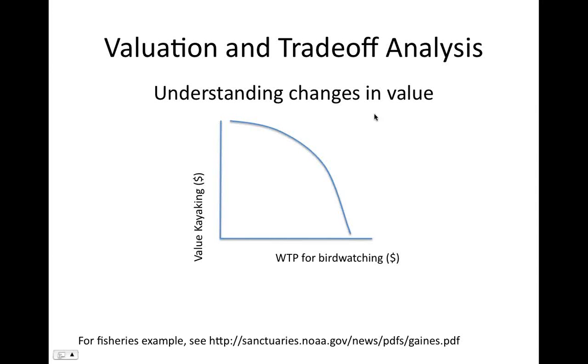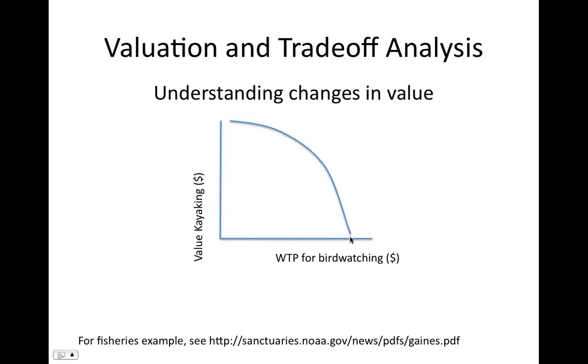And when I talked about the fact that we do a good job of valuing small changes, what that means is that as a point of fact, we really don't have data along this entire curve, if any at all. We often know about a much smaller section of this curve. Because if we look at Elkhorn Slough, for instance, we can't imagine, or we haven't collected data on, the case where we have zero bird watching and lots of kayaking.